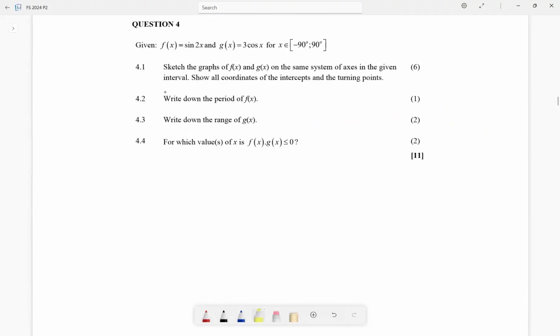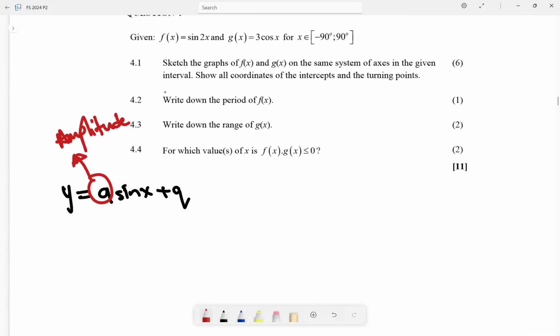Now, first things first, I have f(x) = sin 2x. The second one, I have 3 cos x. Now, I want you to explain something. The graph y = a sin x. In grade 10, it was a sin x plus q, where a was your amplitude, and q was your vertical shift. When you say vertical, we mean up or down.